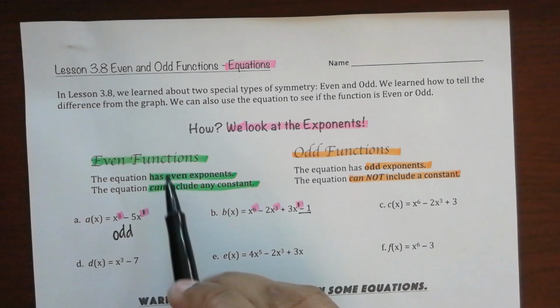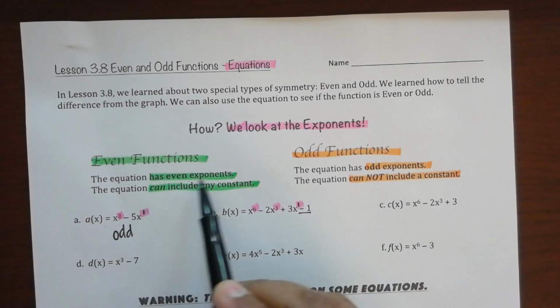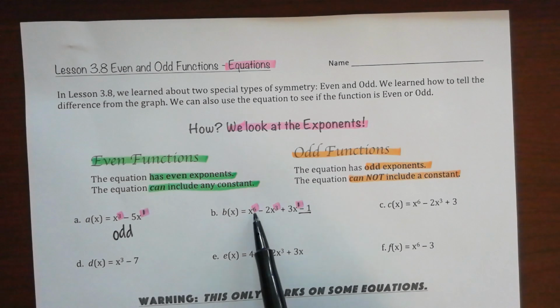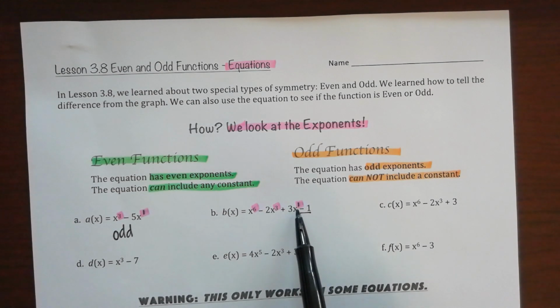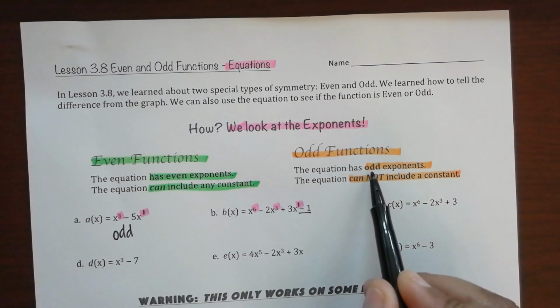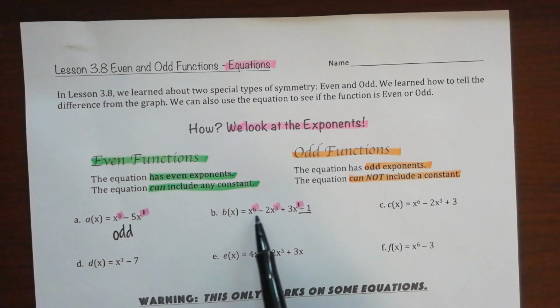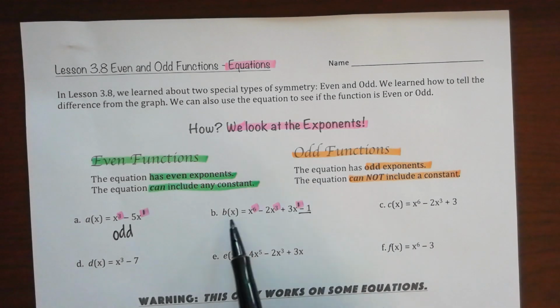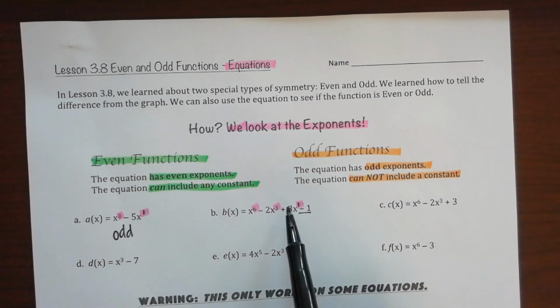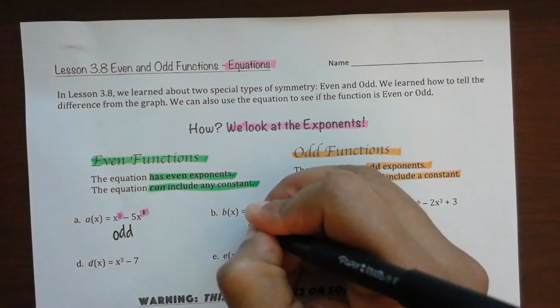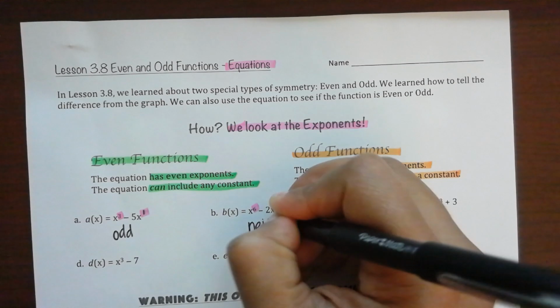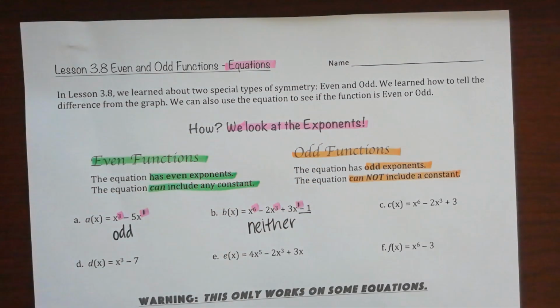So if it's even, it must have only what? So do I see only even exponents? If it's odd, it must have only odd exponents. So do I see only odd exponents? So if it's not all even and it's not all odd, it must be neither. Make sense?